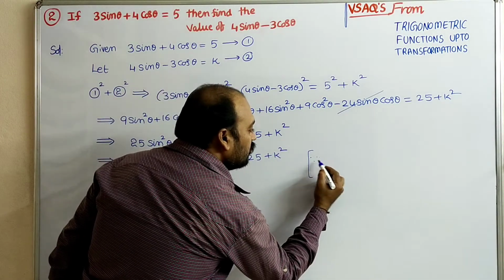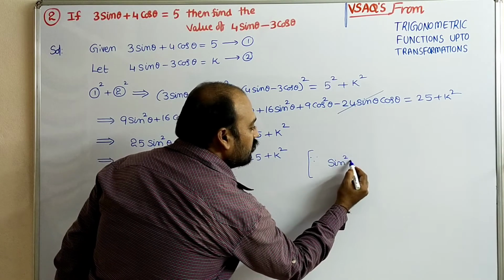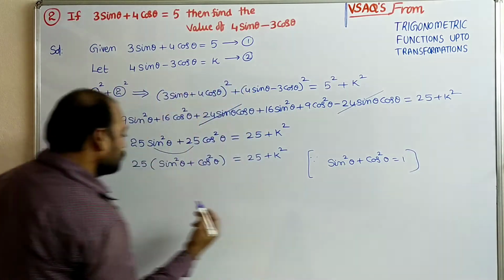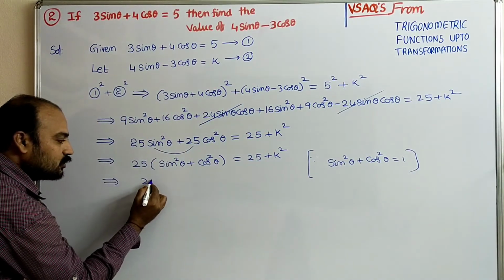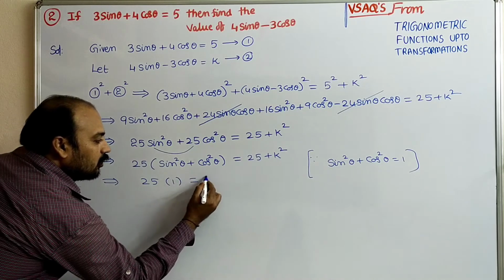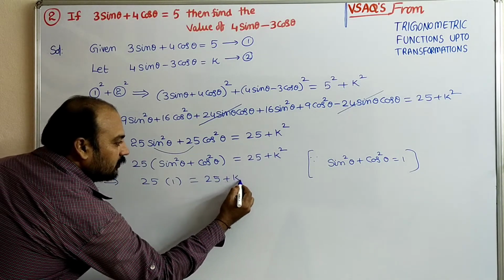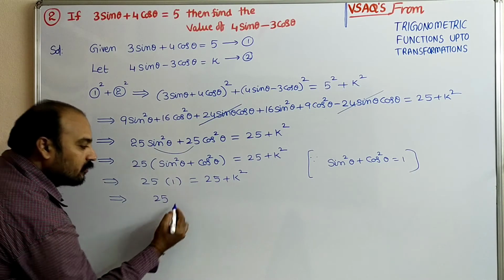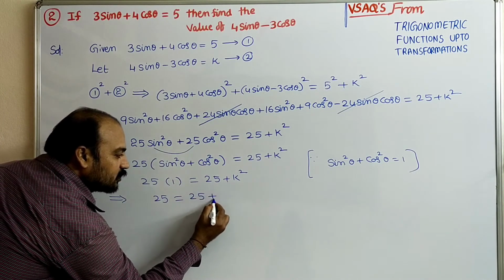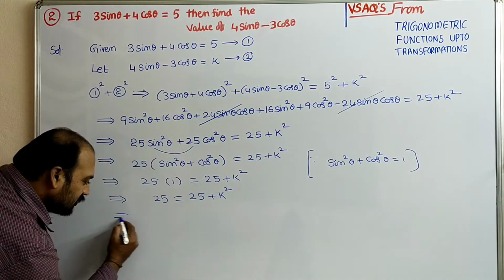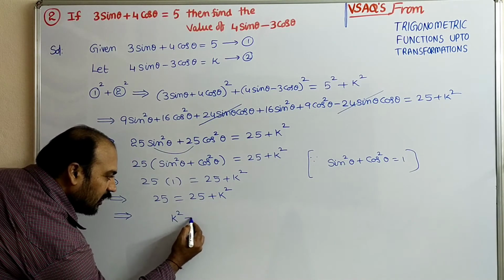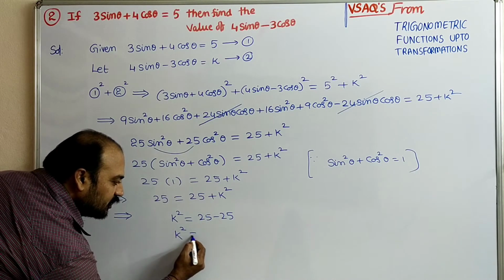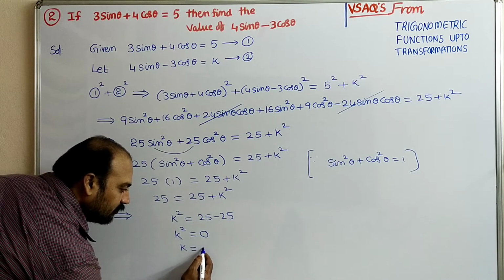Since we have the value sin square theta plus cos square theta equal to 1, this bracket value will become 1. So 25 into 1 equal to 25 plus k square. So 25 equal to 25 plus k square. From this, making k square the subject, k square equal to 25 minus 25, so k square equal to 0. So k equal to 0.